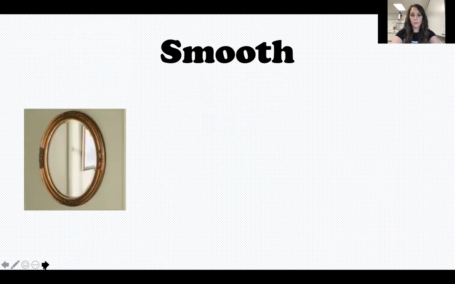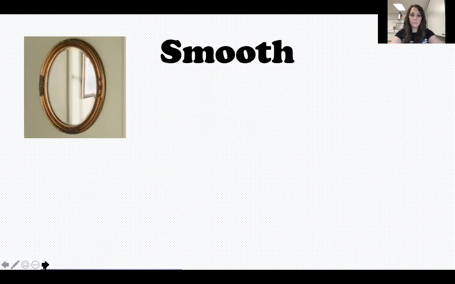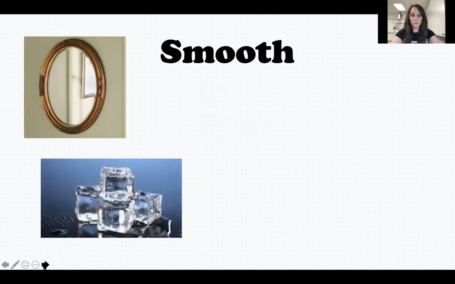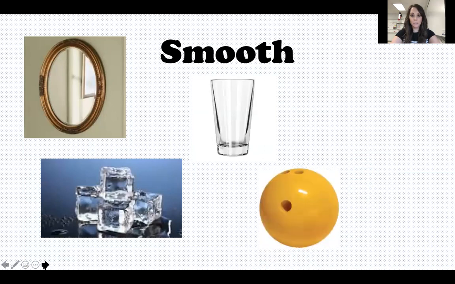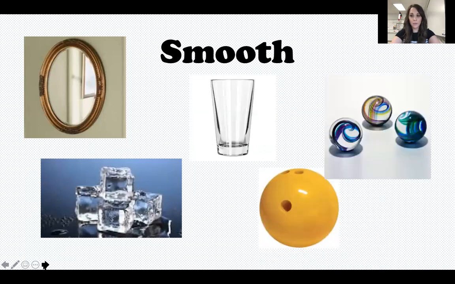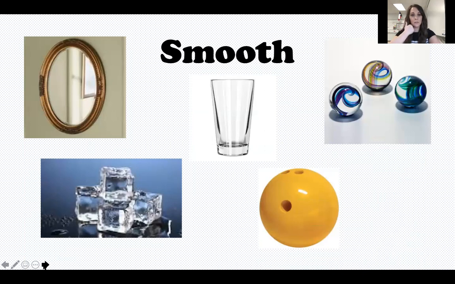The next word we're going to talk about is smooth. A mirror is smooth. Ice is smooth. A glass is smooth. A bowling ball. And marbles. All of these things are smooth. Smooth means that it's very flat. There are no bumps on it. There's nothing sticking up. It's very smooth.